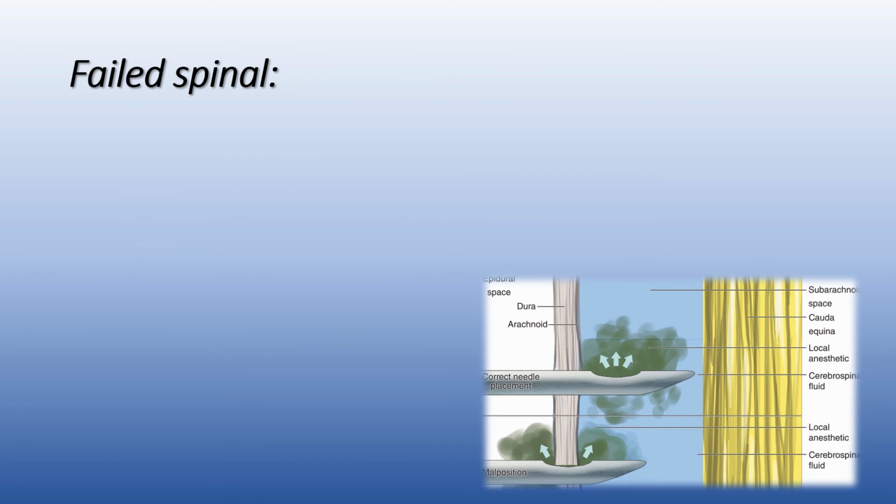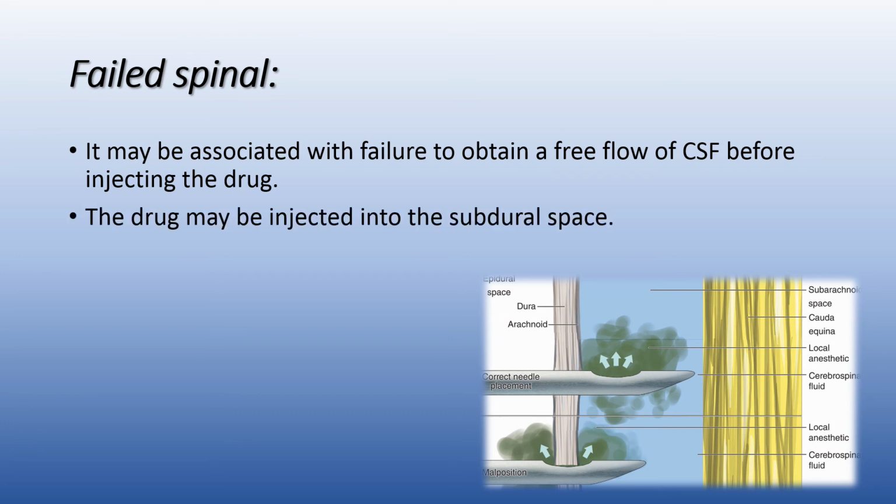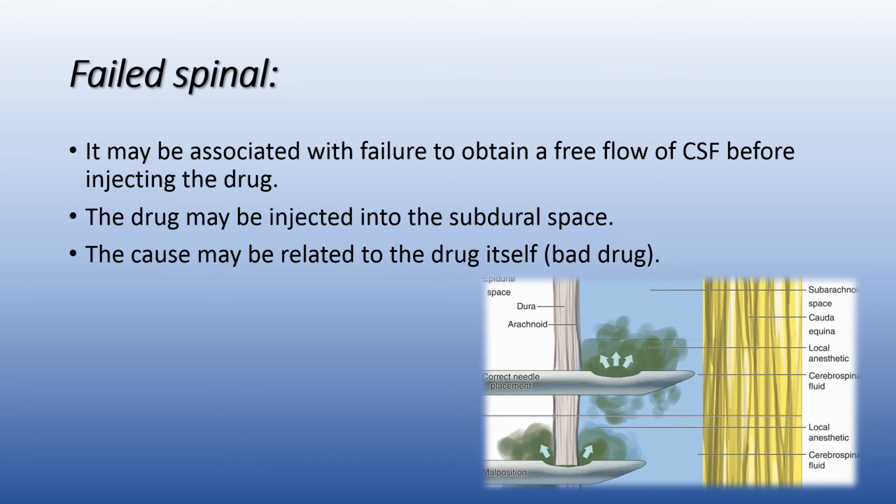Failed spinal anesthesia. It may be associated with failure to obtain a free flow of CSF before injecting the drug, that is to say, failure to reach the subarachnoid space. The drug may be injected into the subdural space, as we can see in this picture here. The cause may be related to the drug itself, i.e. that the drug is not functioning well.